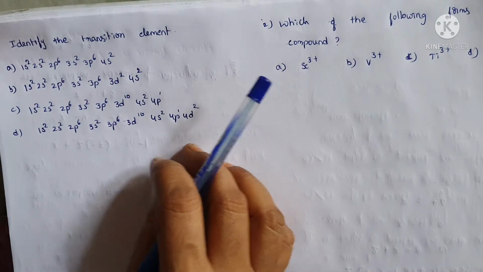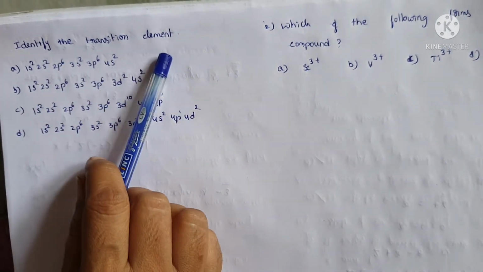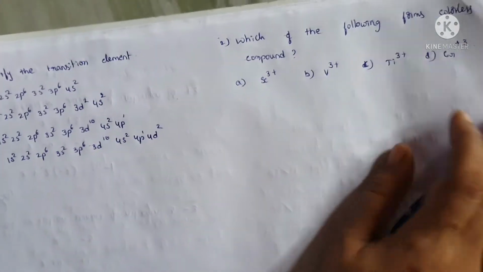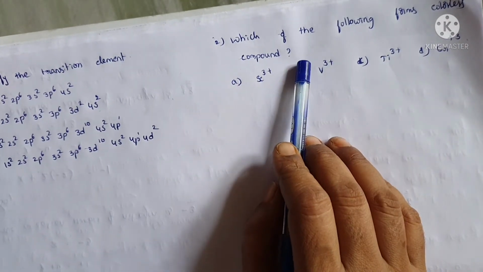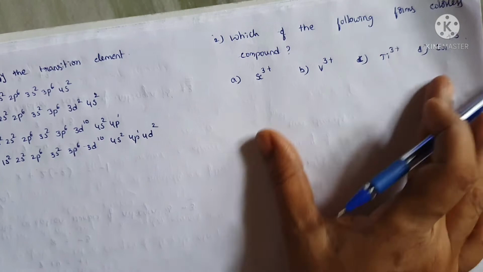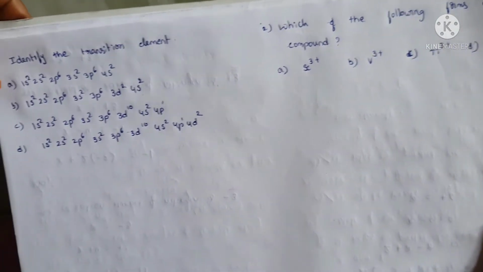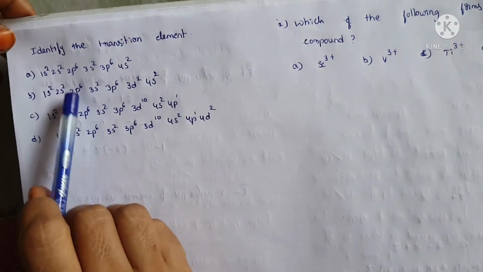Today's questions are: identify the transition element, and which of the following forms colorless compounds. First of all, we will go through the first question.